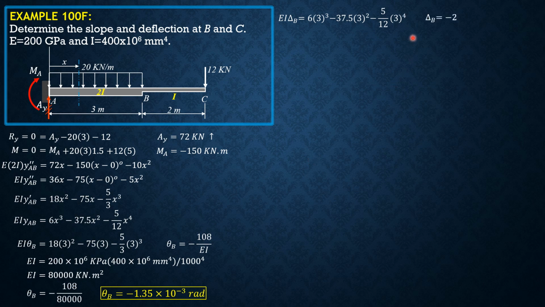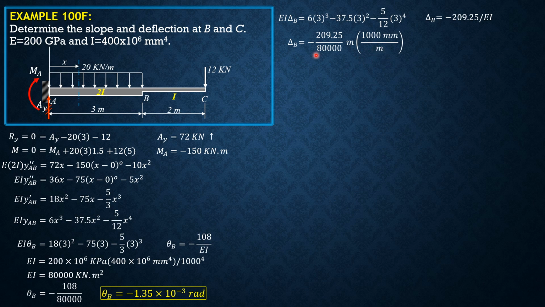So delta B is equal to negative 209.25 over EI. Then the numerator is kilonewton meter cubed, denominator kilonewton meter squared. So if we divide this by 80,000, it becomes meters. And since meter is a unit which gives a very small value for deflection, we convert that to mm by multiplying further by 1000 mm per meter.